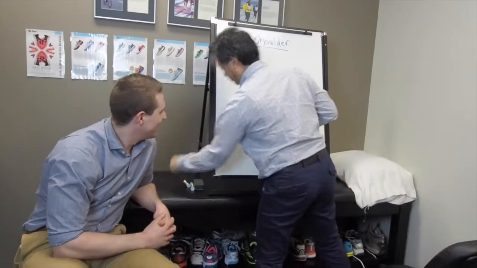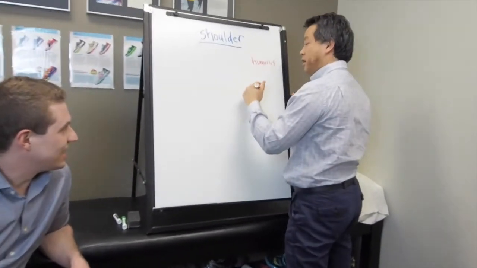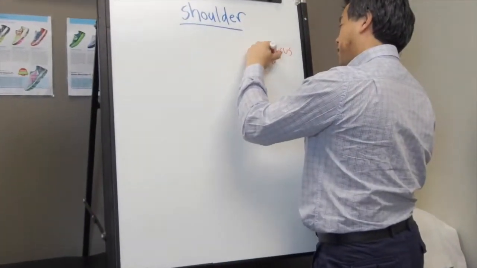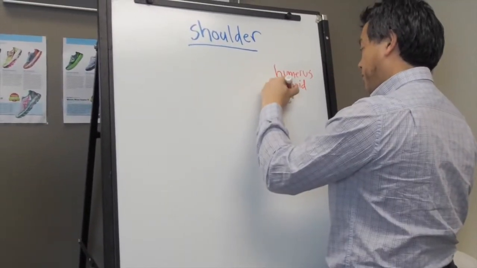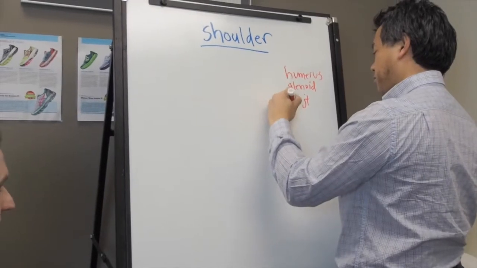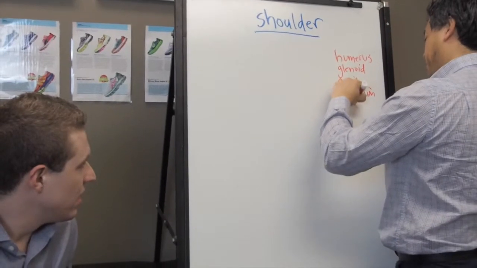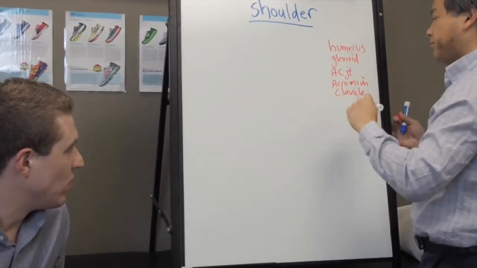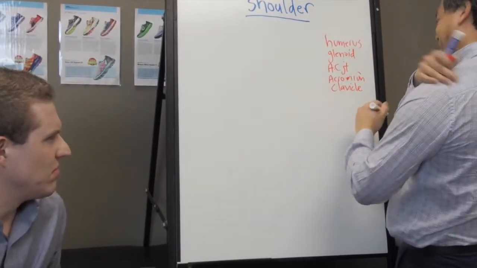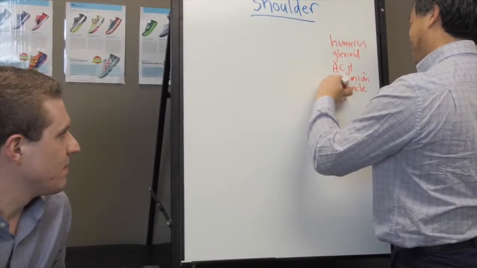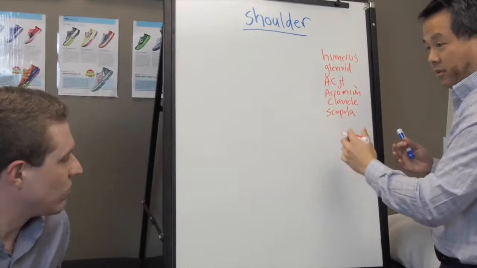So the humerus, which articulates into the glenoid. And the rest of the shoulder, there's the AC joint, the acromioclavicular joint, so clavicle and acromion. And that's mostly the bony aspects. You're missing a big one that starts with an S. Sternum? Back of your shoulder. Oh, scapula, yeah. That's a big one. All right, I think we covered most of the bones.